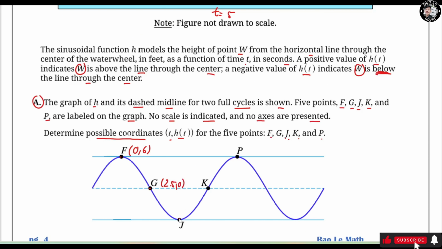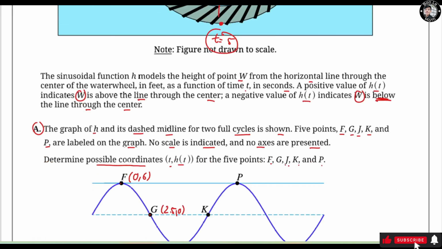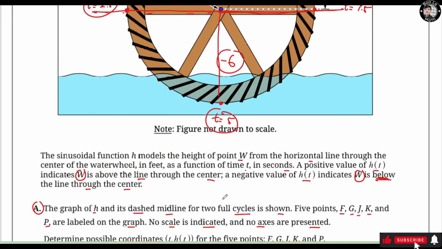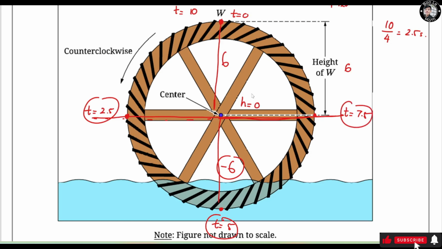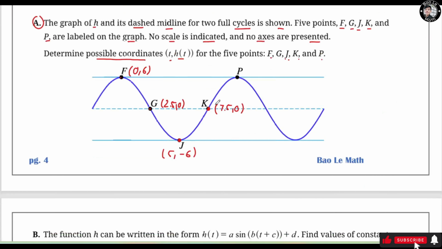Now point J is the lowest point. So the lowest point is right here. t equals 5 and the height is -6 right here. And point K right here, go back to the midline, which is t equals 7.5 and the height still 0. Right here, 7.5 and the height is 0. And the last one, go back over here, the highest point, t equals 10 and the height is 6.